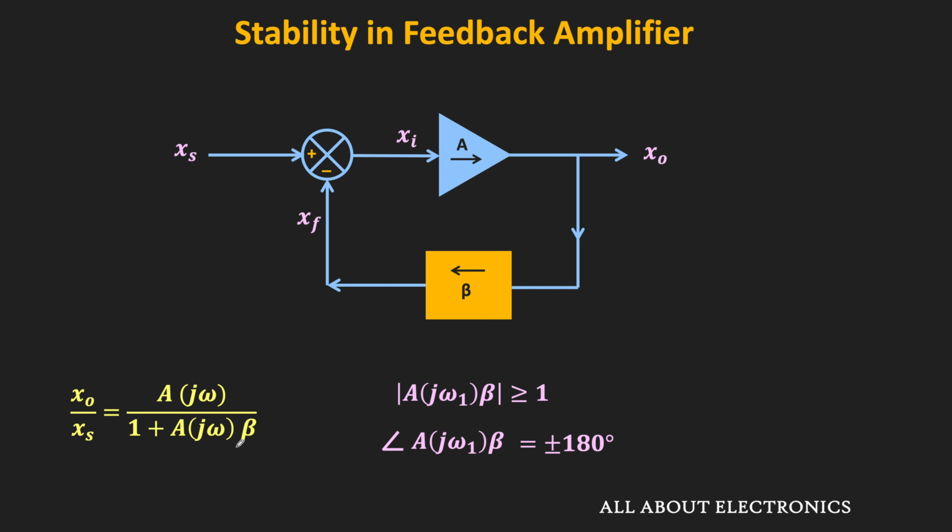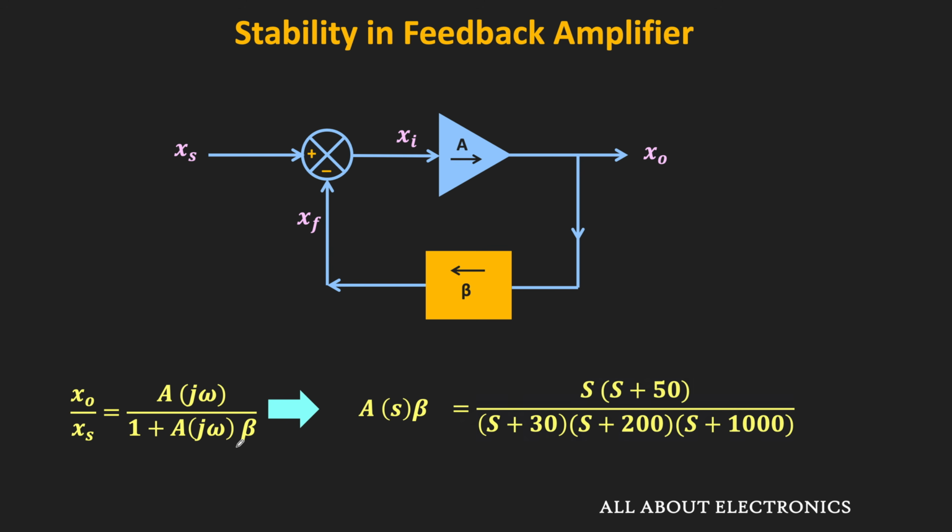So in actual feedback amplifiers, to check the stability, we should focus on this term A beta, where A is the open loop gain of the feedback amplifier and beta is the feedback factor. And here, this A is a function of s, or in other words, A is a function of the frequency. So let's say, for some feedback amplifier, we are getting this type of expression for A beta.